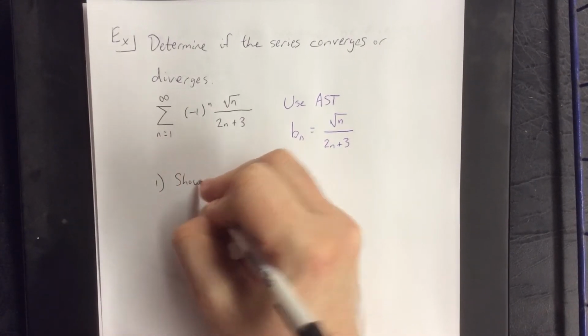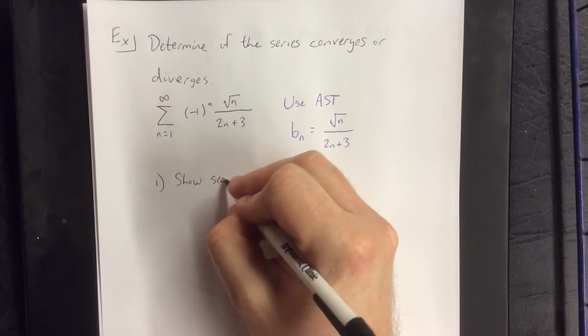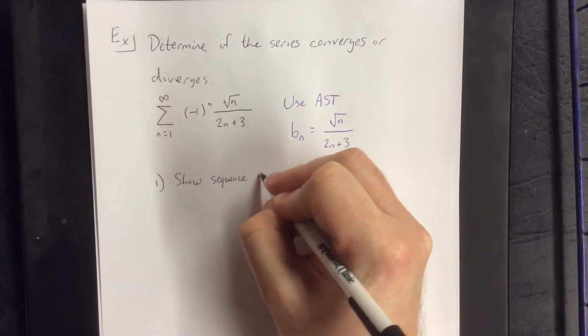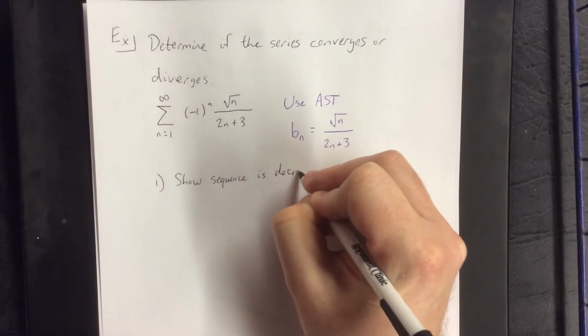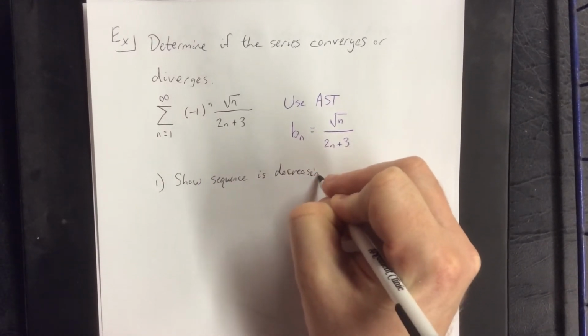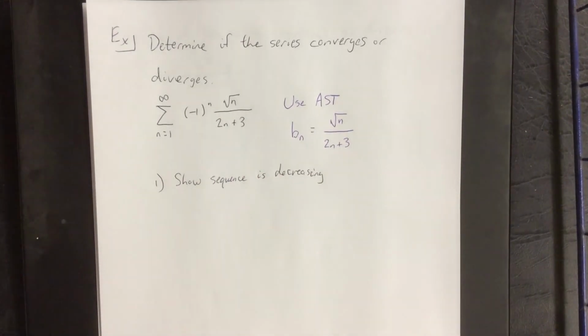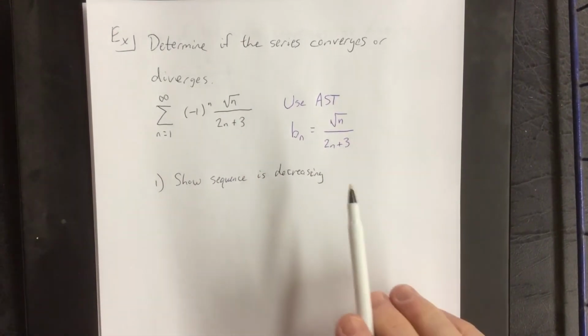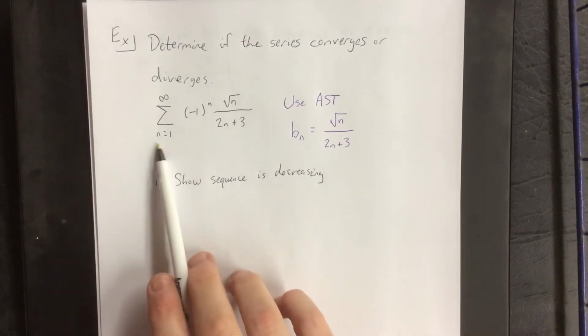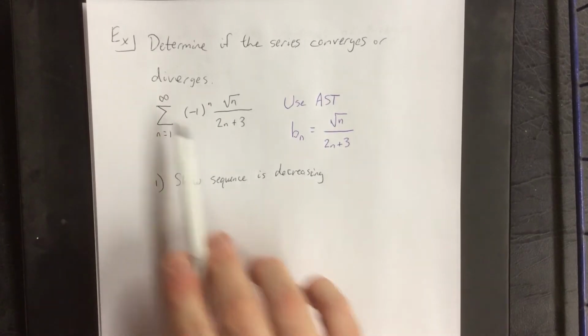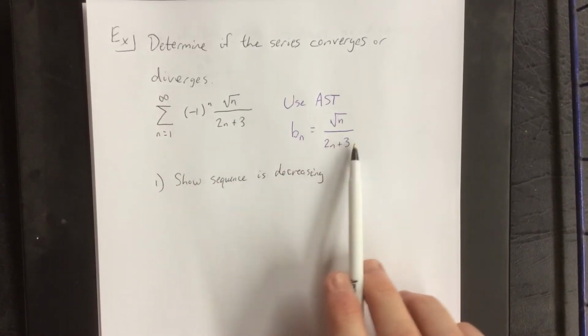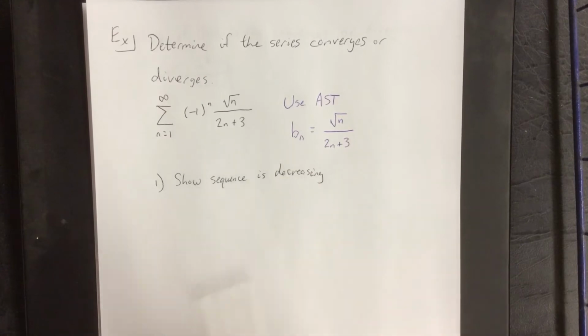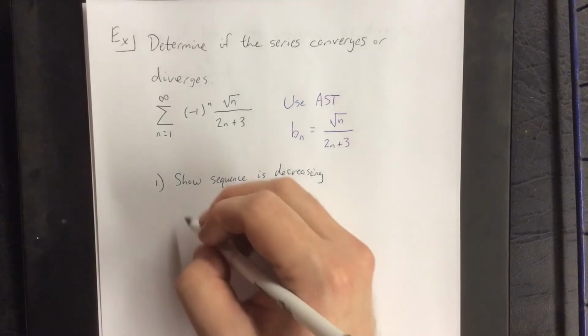So first thing I want to do is show that the sequence is decreasing. Now technically we also have to show that the sequence is positive, but with n equals 1 and getting bigger, if we input a positive value in here, everything is still going to be positive, so that part is less important. Now there are two ways to show that the sequence is decreasing.